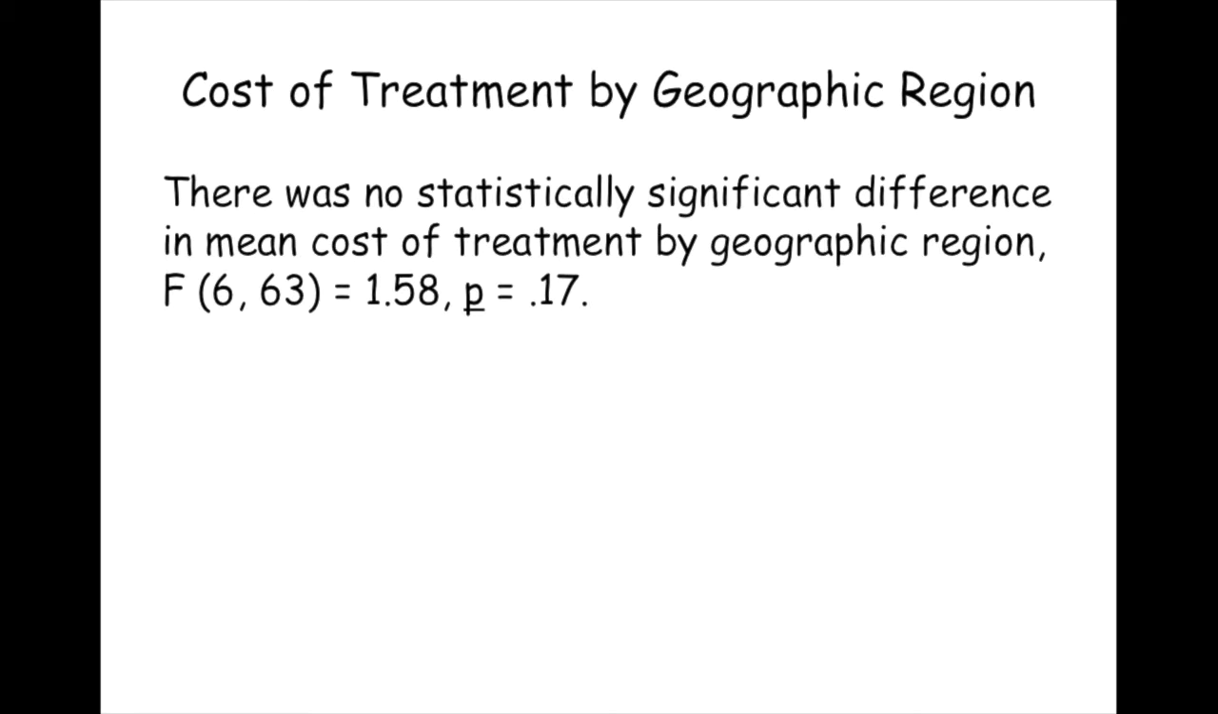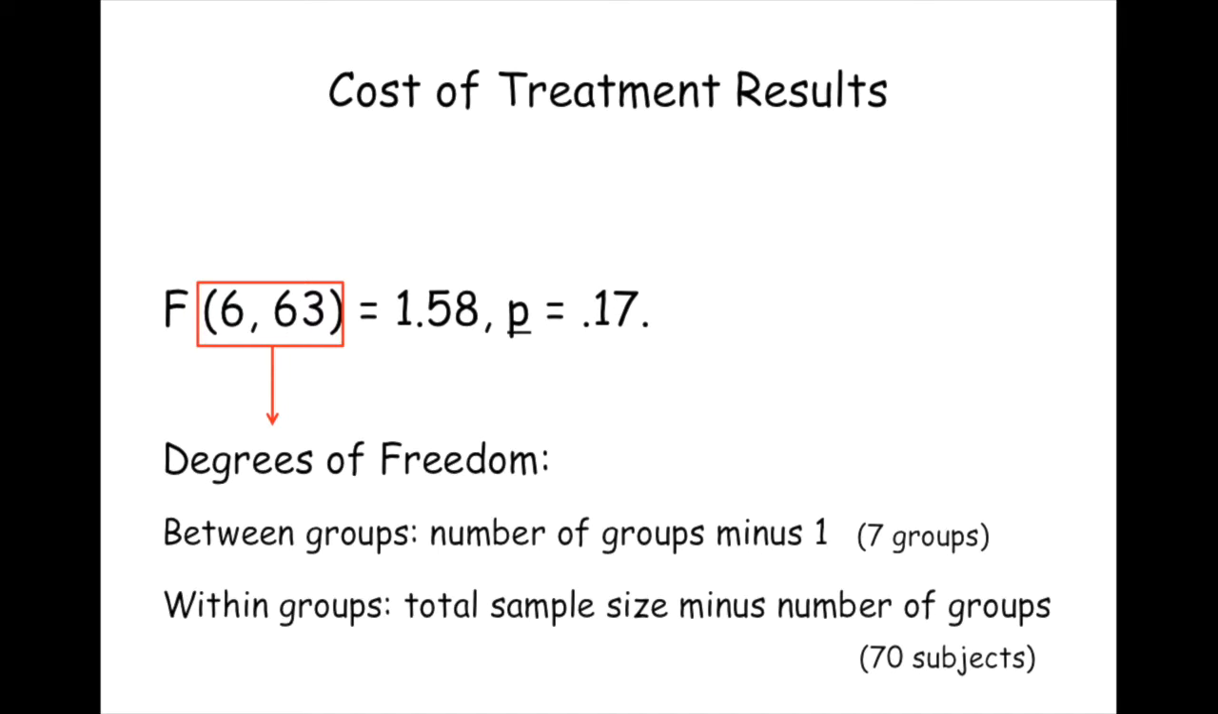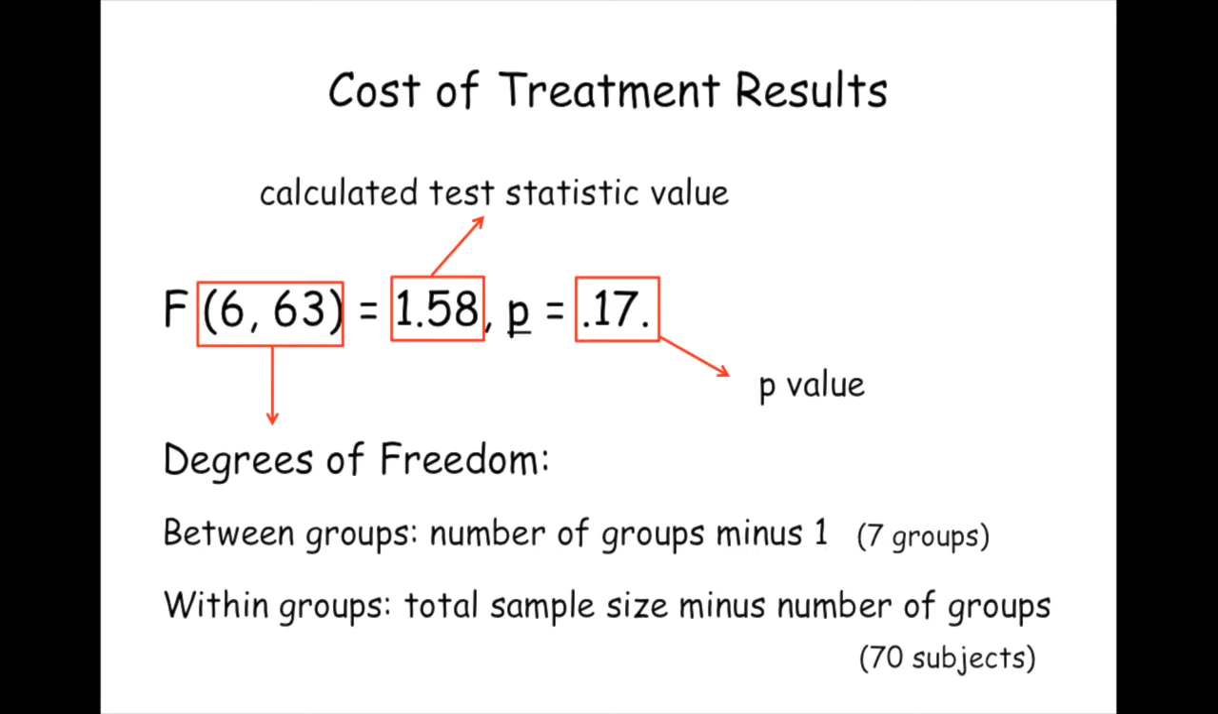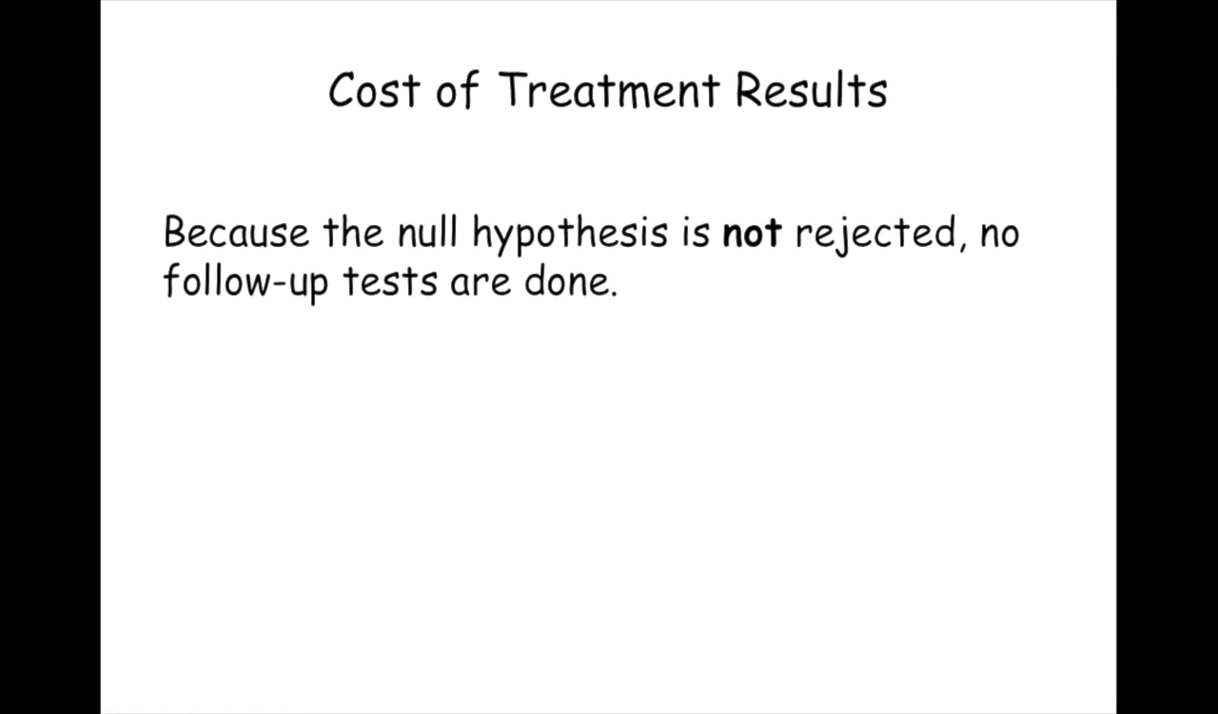This statement indicates that the researcher did not find any significant difference in mean cost of treatment by geographic region. There were 7 regions, so the between groups degrees of freedom is 6. The within groups degrees of freedom is equal to the total sample size minus the number of groups, so if we add 7 to 63, we get the total sample size of 70. The calculated value for F is 1.58, and the p-value is large. So the researcher did not reject the null hypothesis. The null hypothesis was not rejected, so the analysis stops at the ANOVA. No follow-up tests are done.